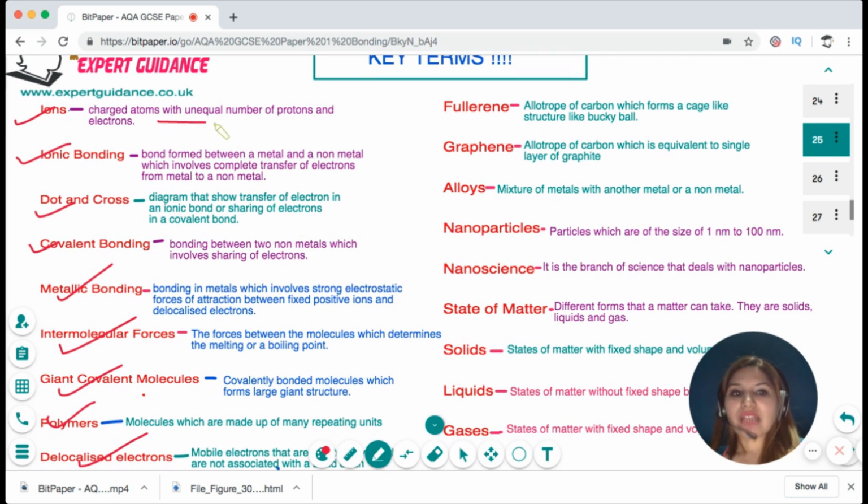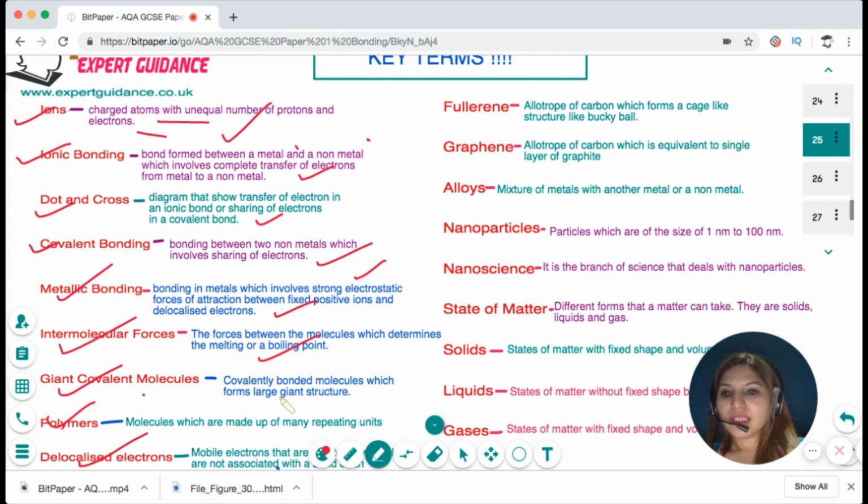Ions are the charged atoms with unequal number of protons and electrons. Ionic bonding is between a metal and a non-metal, which involves transfer of electrons. Dot and cross is a diagram that shows transfer of electrons in an ionic bond or sharing of electrons in a covalent bond. Covalent bonding is the bonding between two non-metals, which involves sharing of electrons. Metallic bonding is a bonding between fixed positive ions and delocalized electrons. Intermolecular forces are the forces between the molecules which determine the melting or boiling point.